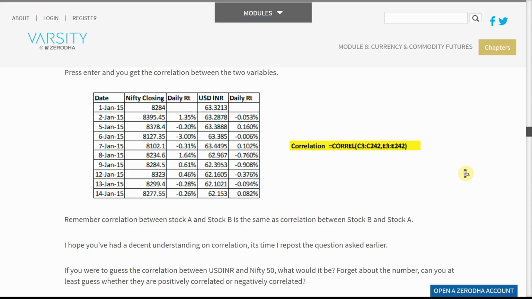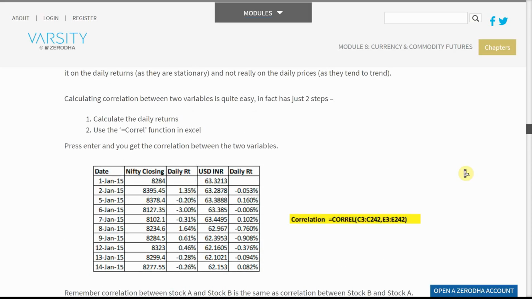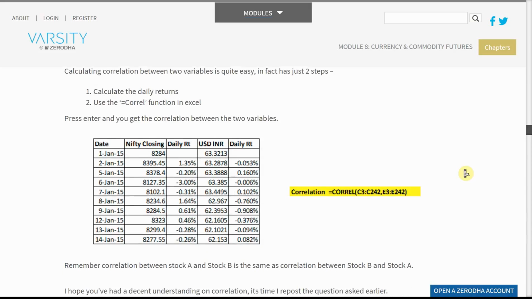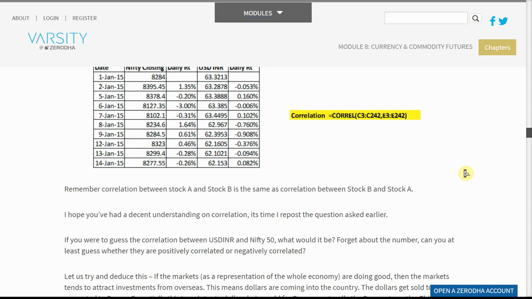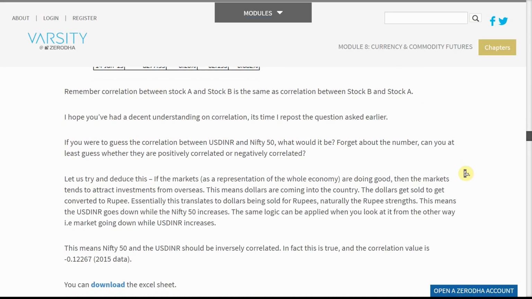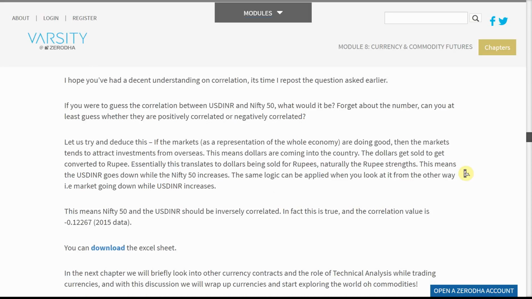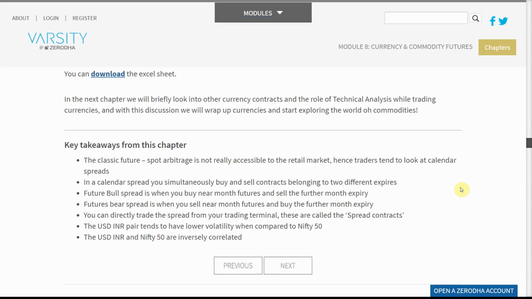The same logic can be applied when you look at it the other way, i.e. market going down while USD-INR increases. This means Nifty 50 and the USD-INR should be inversely correlated. In fact, this is true. And the correlation value is minus 0.12267, 2015 data. You can download the Excel sheet. In the next chapter we will briefly look into other currency contracts and the role of technical analysis while trading currencies. And with this discussion, we will wrap up currencies and start exploring the world of commodities.